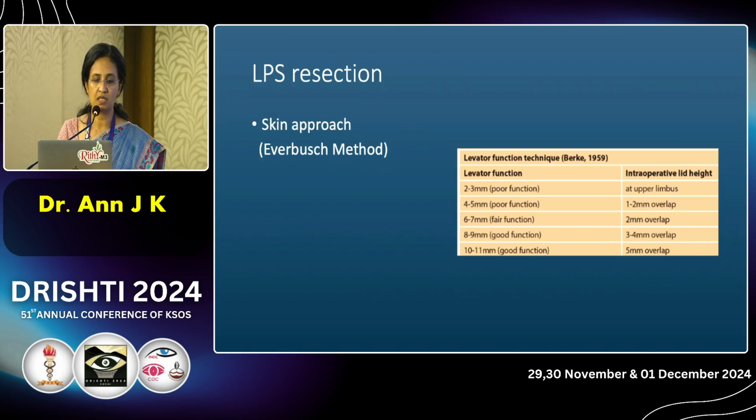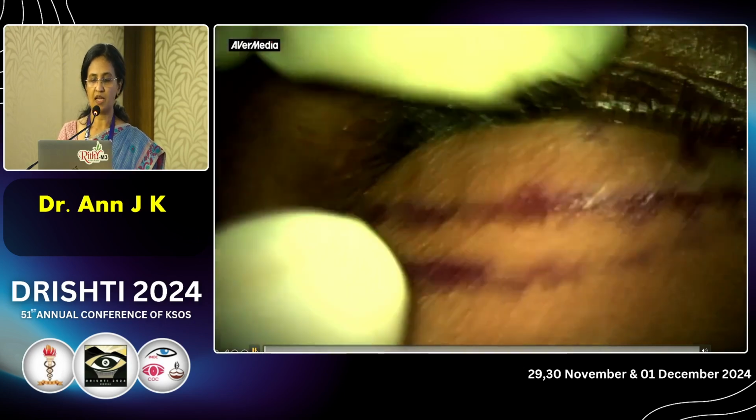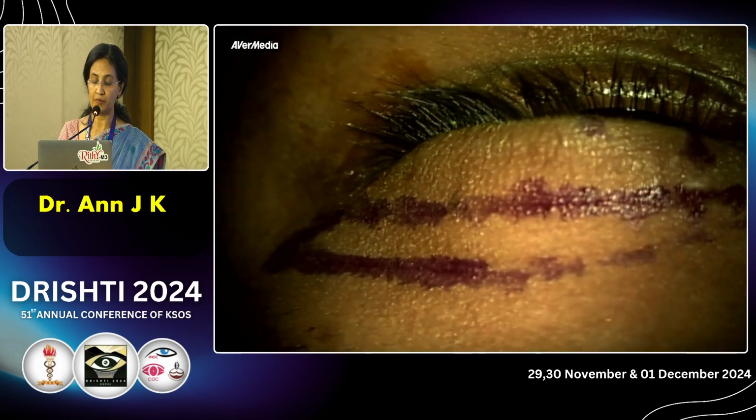The next one is LPS resection. So there is a conjunctival approach and a skin approach. Various algorithms are available, but what I do is I try to match it with the opposite lid if the other eye has no ptosis. Otherwise, around 3 to 4 millimeters above the pupil. So marking has to be done in the sitting position.